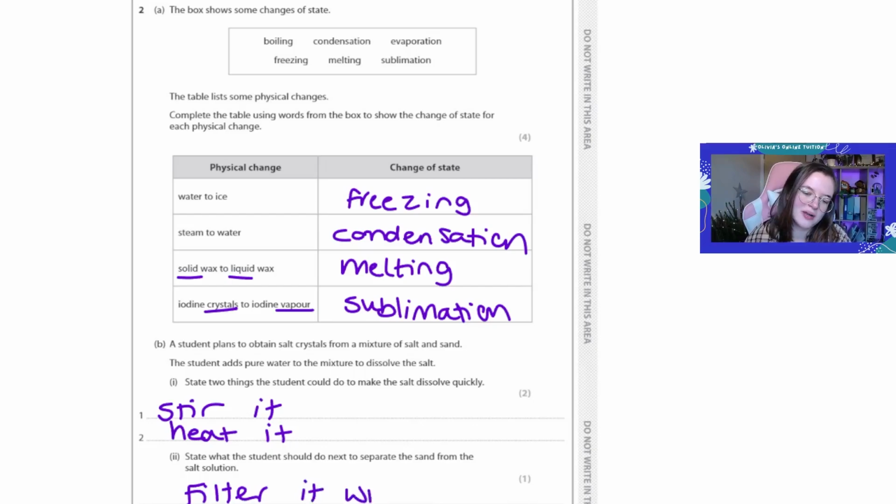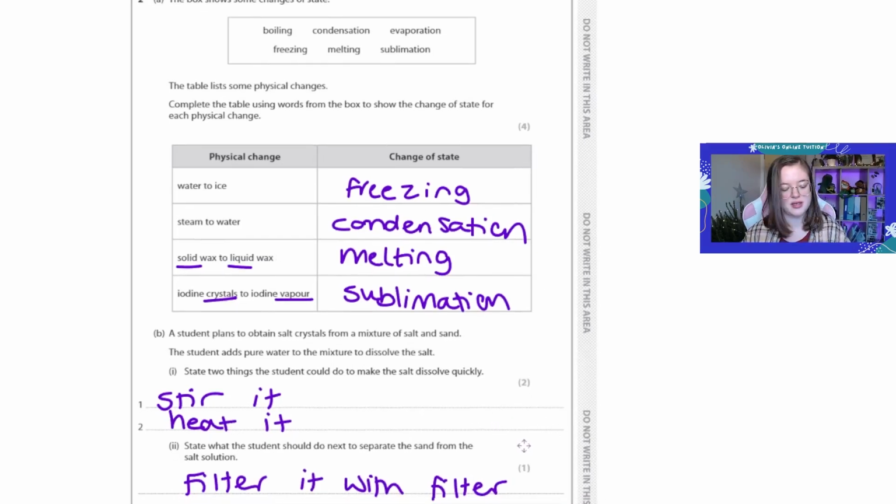Filter it with, in this case, something like filter paper, which makes it a bit easier. Can we see that? Yeah, it's a bit cut off, but we can see it with filter paper just to get the sand out. And there we are. That would be the first part of question 2.